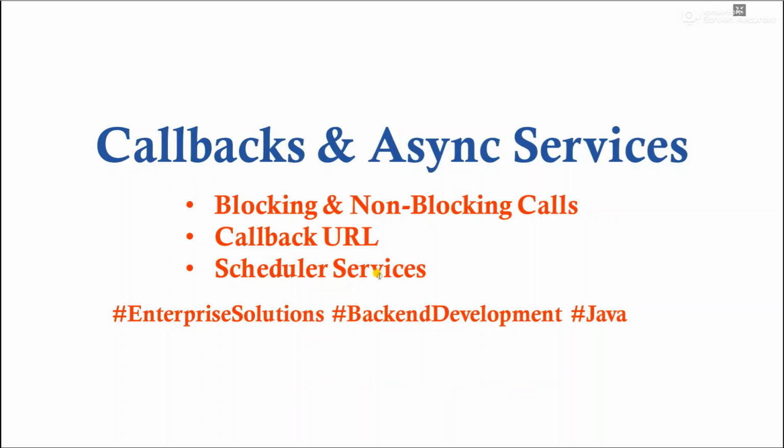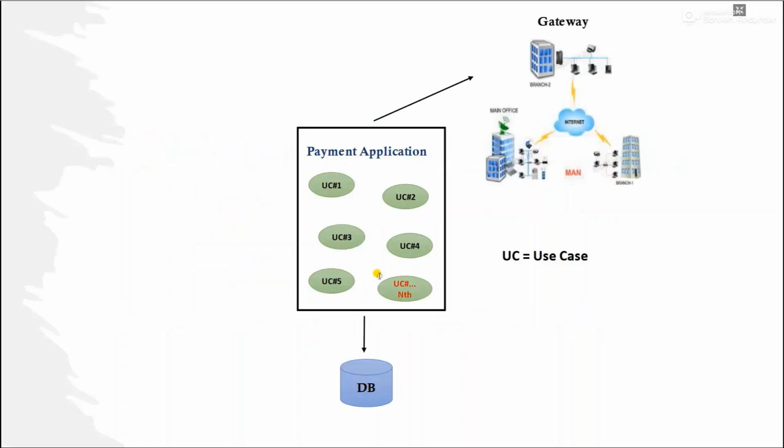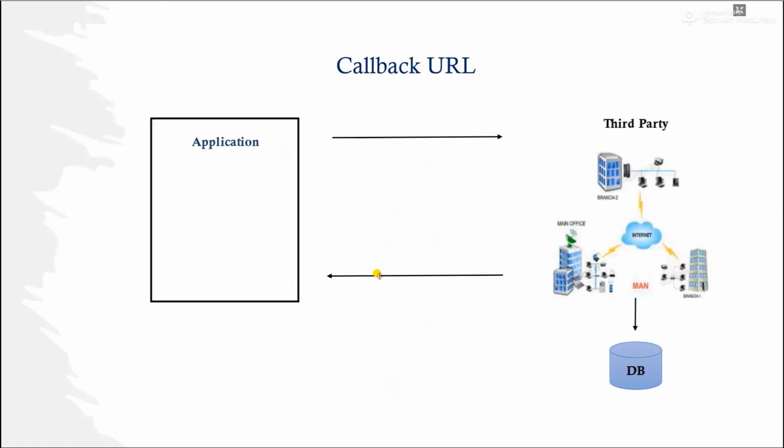Okay guys, welcome back. So now we're going to look at the callback URL. Alright, so we've understood the non-blocking and blocking. Then the next one is callback URL. So how do callbacks affect asynchronous services, and how is it related to enterprise solutions?